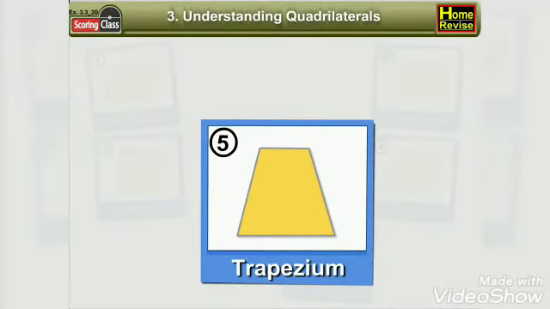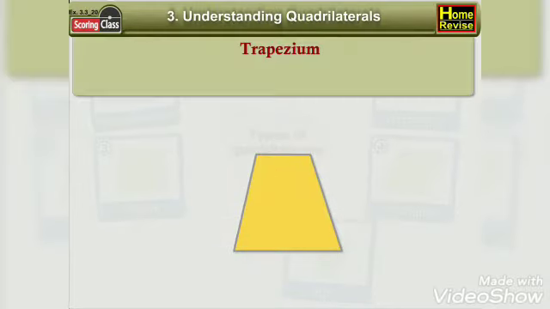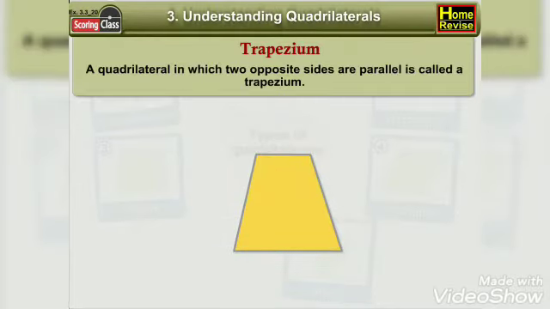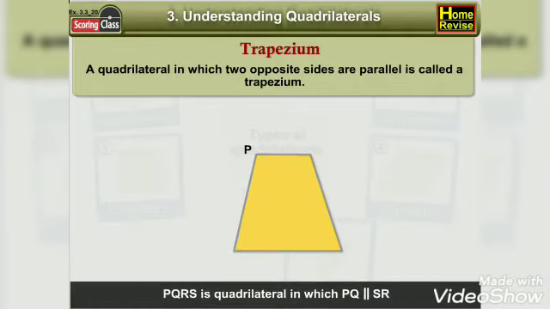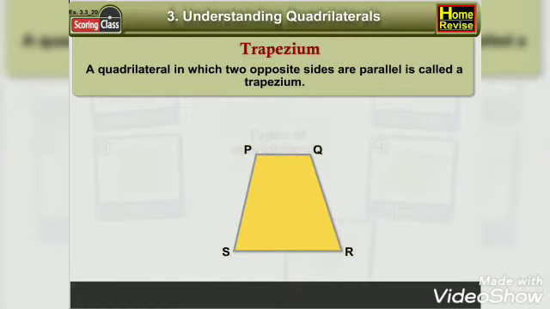Five. Trapezium. A quadrilateral in which two opposite sides are parallel is called a trapezium. In this figure, PQRS is a quadrilateral in which PQ is parallel to SR. Therefore, PQRS is a trapezium.